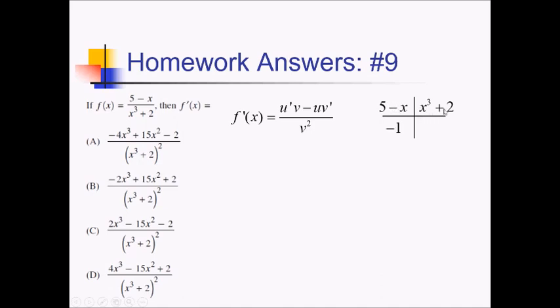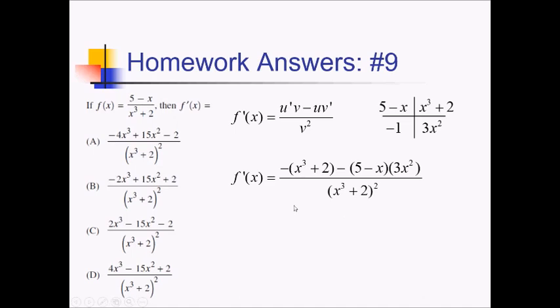Other derivative here is going to be 3x squared. Putting it all together now using the ribbon, we've got negative parentheses x cubed plus 2, so careful with that, minus parentheses 5 minus x times 3x squared. This is the uv prime over here. All of that divided by v squared, so x cubed plus 2, whole thing squared.